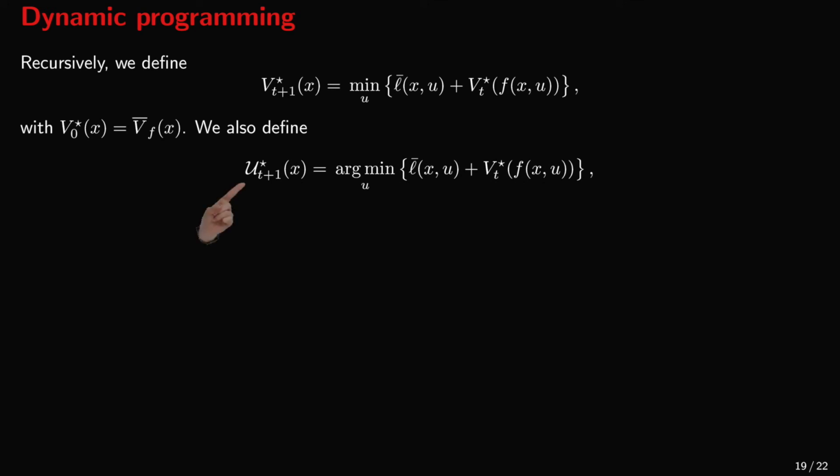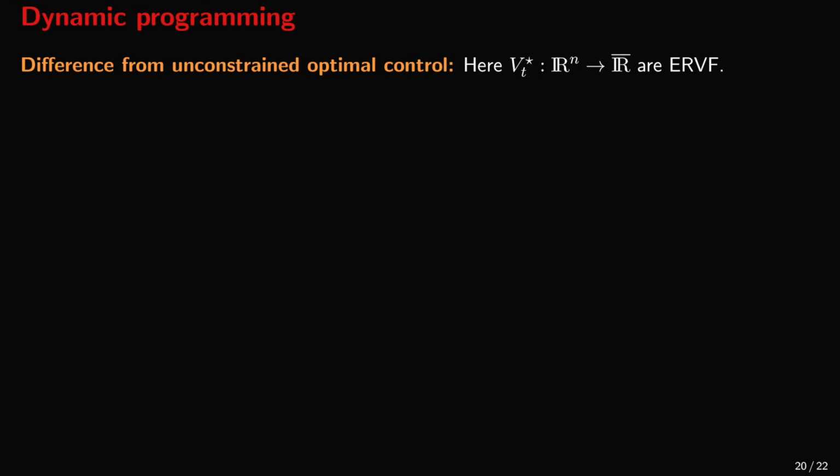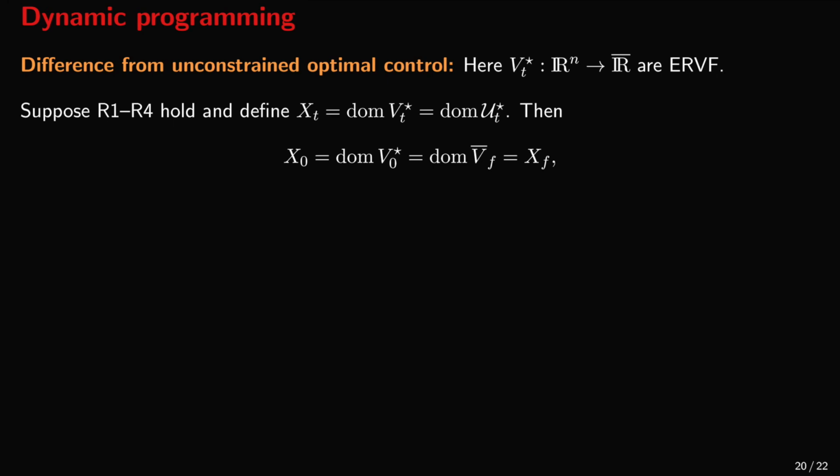We can also define the calligraphic T star to be the corresponding set of minimizers. And a control law kappa_{t+1} star is any selection from this set. Moreover, if we plug kappa_{t+1} star back into the first equation, we obtain this characterization of V_{t+1} star. And this is all the same as in the unconstrained case. The key difference is that all functions v_t star are extended real valued functions.